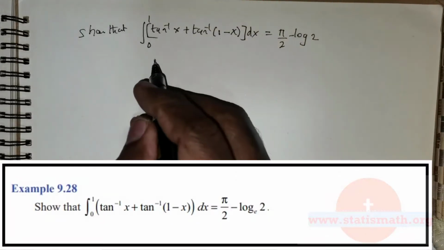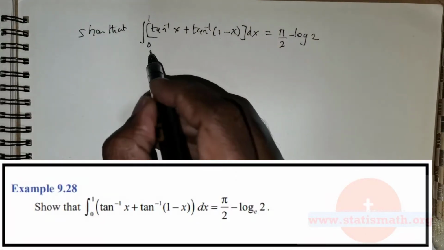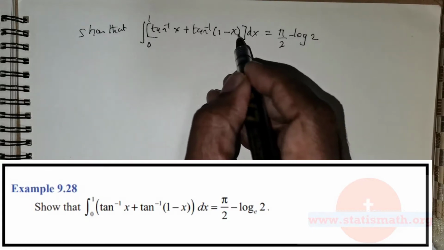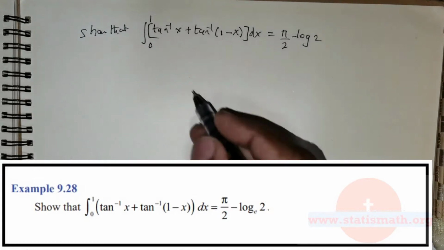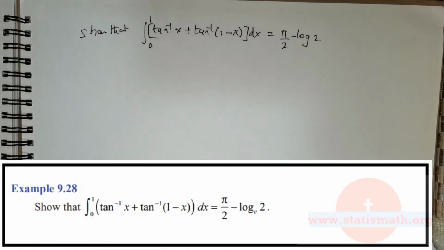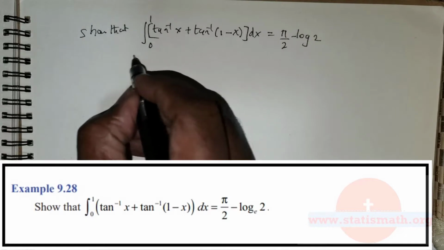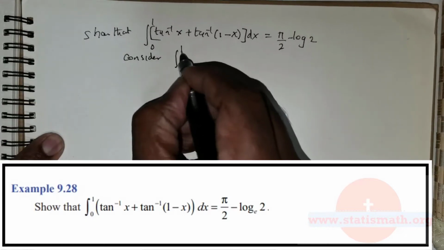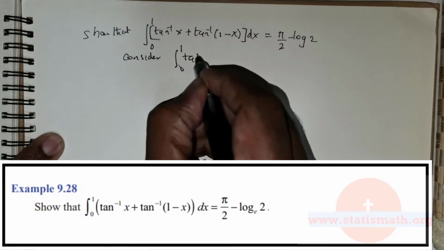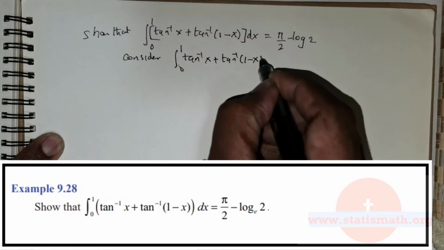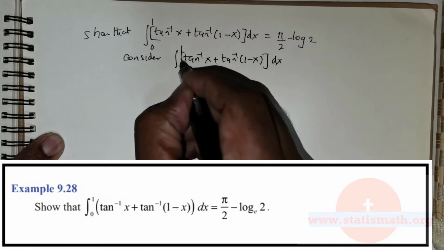Students, we will learn today how to solve the integral from 0 to 1 of (tan inverse of x plus tan inverse of (1 minus x)) dx, and we have to show that it is equal to pi over 2 minus log of 2. Now, foremost, write down the step. Consider the integral from 0 to 1 of (tan inverse of x plus tan inverse of (1 minus x)) dx.